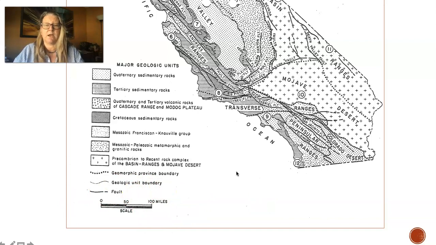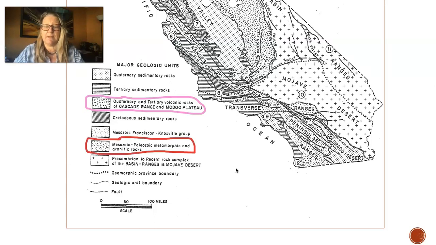In this video, we're going to talk about the 2 major igneous rock units that are on this map: the Quaternary and Tertiary volcanic rocks of the Cascade Ranges and the Modoc Plateau, and you're going to be coloring these pink, and the Mesozoic, Paleozoic, Metamorphic, and Granitic rocks of the Sierra Nevadas and some other regions, which you're going to color red. Now you see it says metamorphic, so we have actually combined quite a few things on this map to simplify it. It's just the way we've got to do it. We can't make it as complicated as reality is.